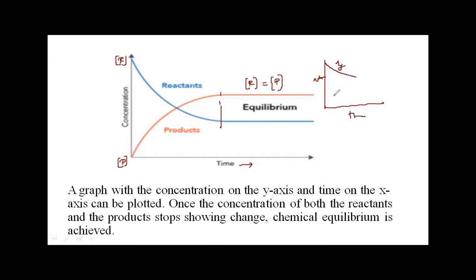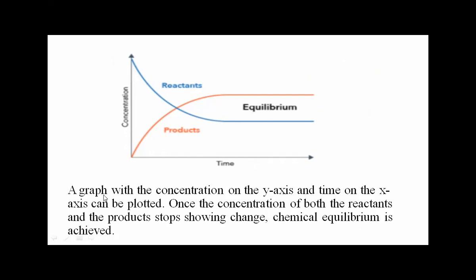In the beginning, the rate of backward reaction is 0. With time, it keeps increasing. A state is reached where both the reactions start occurring at the same rate. So the rate of forward reaction is equal to the rate of backward reaction, and this state is called what? This state is called the equilibrium state.